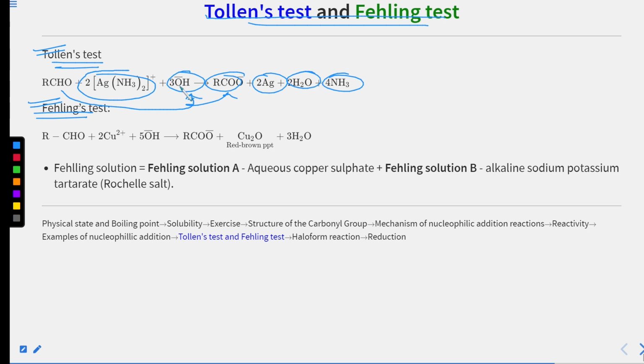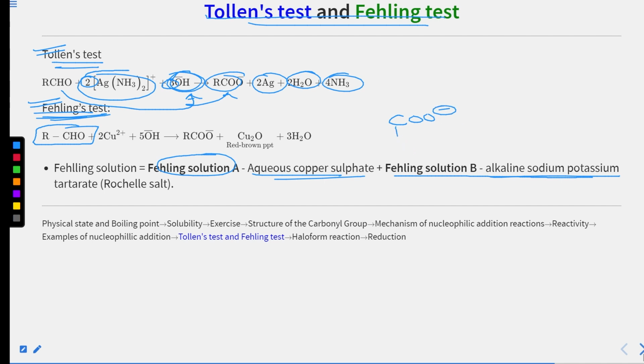Now I would suggest you to balance this reaction and remember this. You must remember the balanced reaction; that would be more appropriate rather than just remembering that it gives just carboxylate ion and silver and all. You should be well aware of the coefficients, and also it is done in basic medium. Next it is Fehling's test. Similarly it is also for aldehyde, but Fehling's test, how it is prepared, we take Fehling's solution A, that is aqueous copper sulfate, that is CuSO4, plus Fehling's solution B, that is alkaline sodium potassium tartrate.